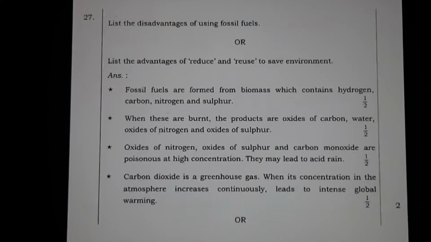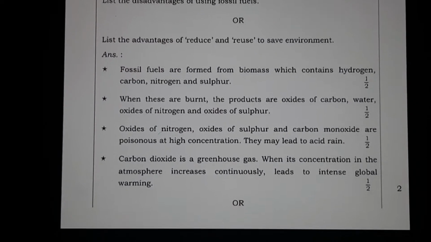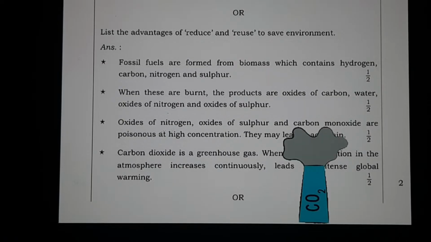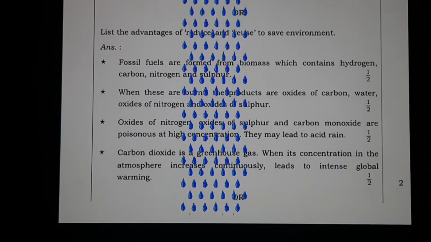Next question. List the disadvantages of using fossil fuels. For this question, the answer is: fossil fuels are formed from biomass which contains hydrogen, carbon, nitrogen and sulfur. This is for half marks. When these are burned, the products are oxides of carbon, water, oxides of nitrogen and oxides of sulfur. This is for half marks. Oxides of nitrogen, oxides of sulfur and carbon monoxide are poisonous at high concentration.